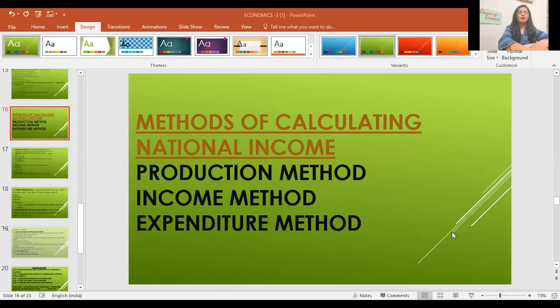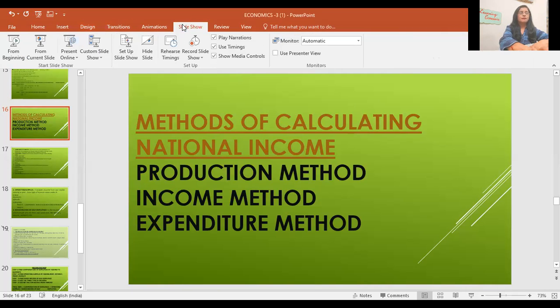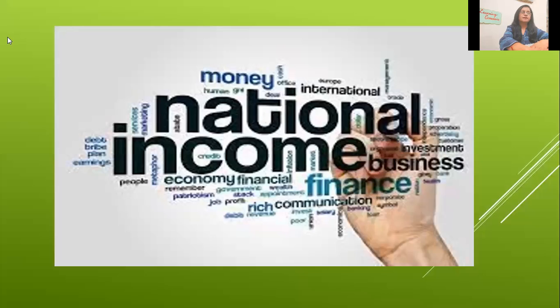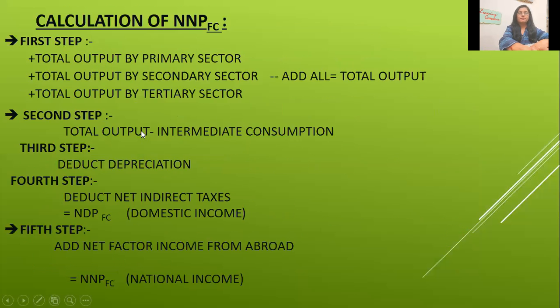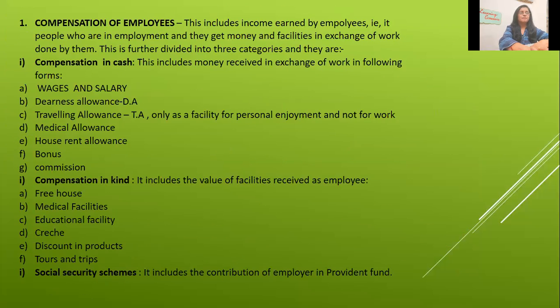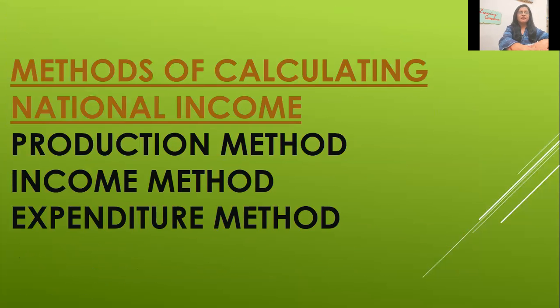it is the easiest method. Only the thing is that we have to understand the meaning of various terms of the income method. So how are we going to do it? Let us see. First thing is that we must understand that there are three methods of calculating national income. And the three methods are: number one, the production method. Number two, the income method. And number three, the expenditure method.